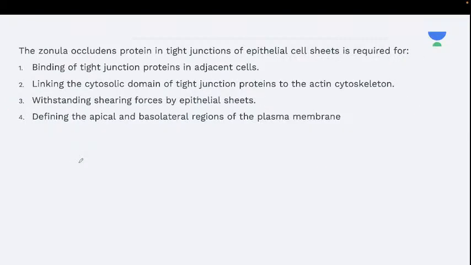Zonula occludens. These are also another question from your cell-cell interaction, extracellular matrix. Binding of tight junction proteins in adjacent cells. No. Linking the cytosolic domain of tight junction proteins to the actin cytoskeleton. Yes, this is correct.